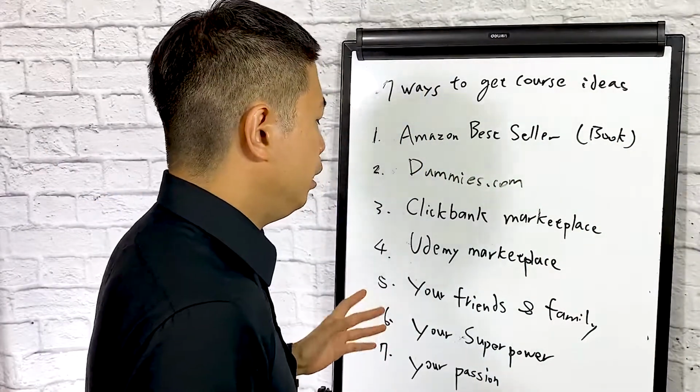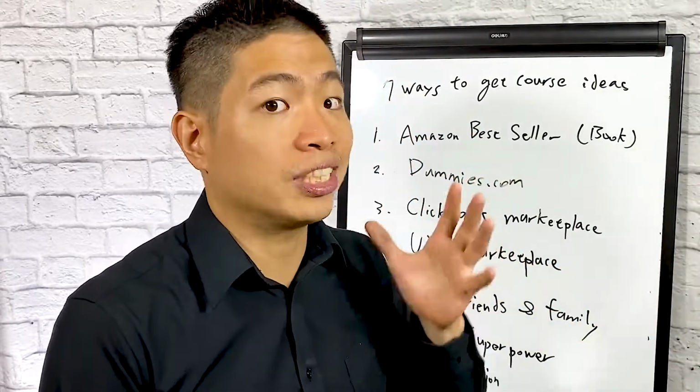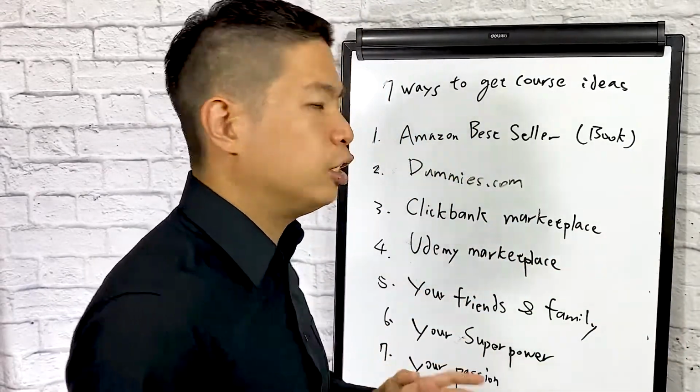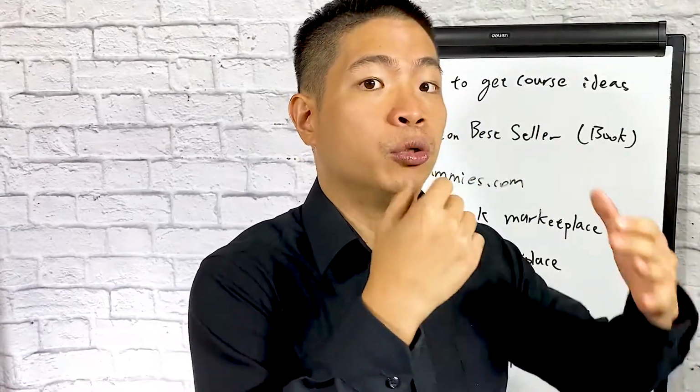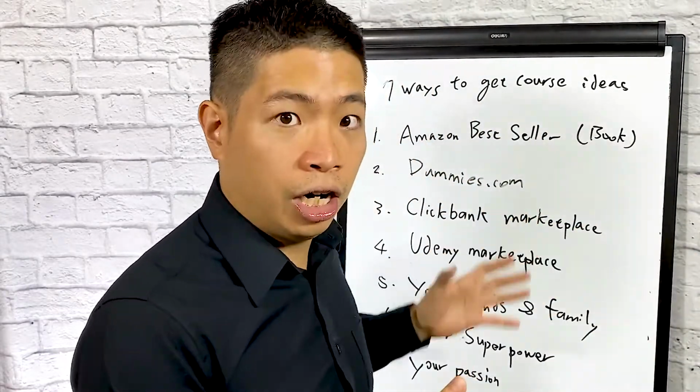Another way is to think about what your superpowers are, what your skills, talents, and expertise are, and write them down. They can be your course ideas as well. And the last one is your passion. There are some topics you really want to learn but you don't have expertise in yet, but you can actually create a course for that. Because by the time you are creating a course, you will do more research, more study, and you will actually become a master of that topic. Teaching is actually the best way to learn anything, right? So you can learn by teaching.